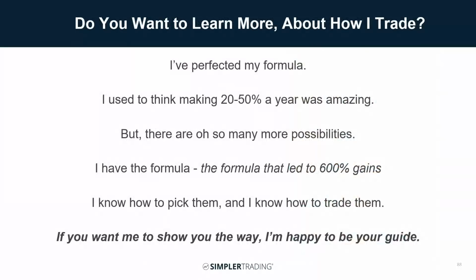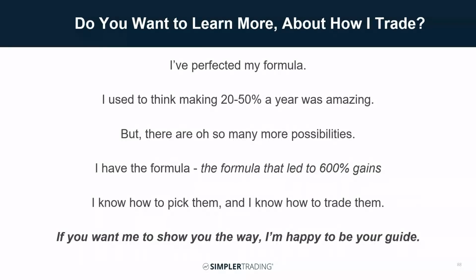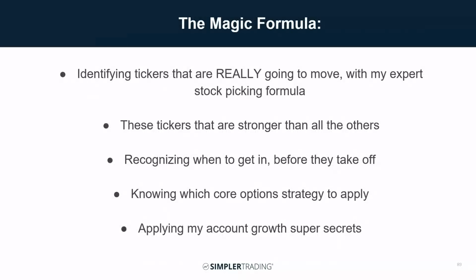So if you want to learn more about my formula that I have perfected over the years, this is the opportunity, okay? I personally used to think making 20 to 50% was amazing. And I was so happy with that. It was great. I could pay for diapers. That was about it. No vacations or anything like that, but it was awesome. And this year I've done 500% 3 times in a row. This last time, 600%. And it's because of the adjustments that I've made to my trading plan because I wanted more, okay? And if you want me to show you the way, I am happy to be your guide.